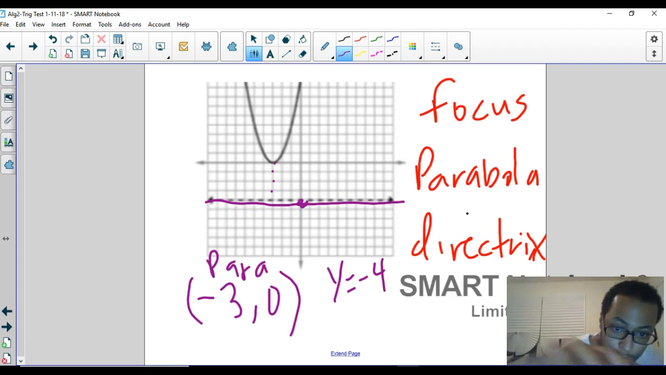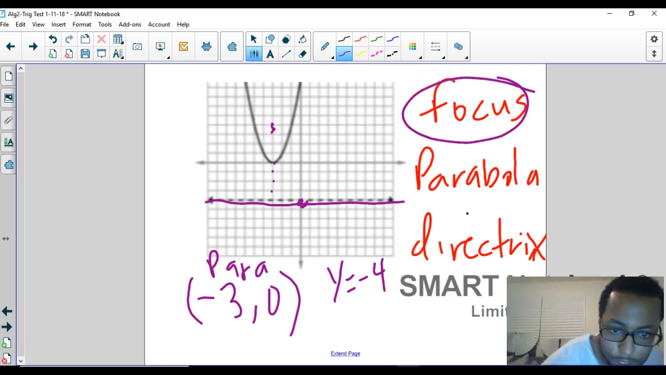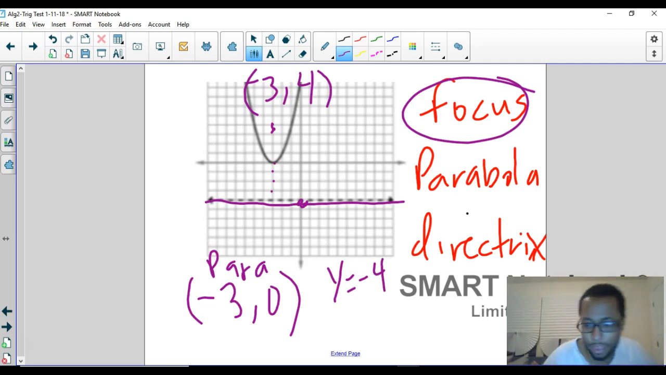So it's simple. I went up 4, 1, 2, 3, 4. I'm going to do the same thing and go up 1, 2, 3, 4. So what I just discovered is our focus, and our focus in this case is going to be -3, 4. I came up with that because it's the same distance. Does that make sense, guys? It's the same distance. So that is our parabola, that is our focus, that is our directrix, looking at the same distance between the two. Okay.